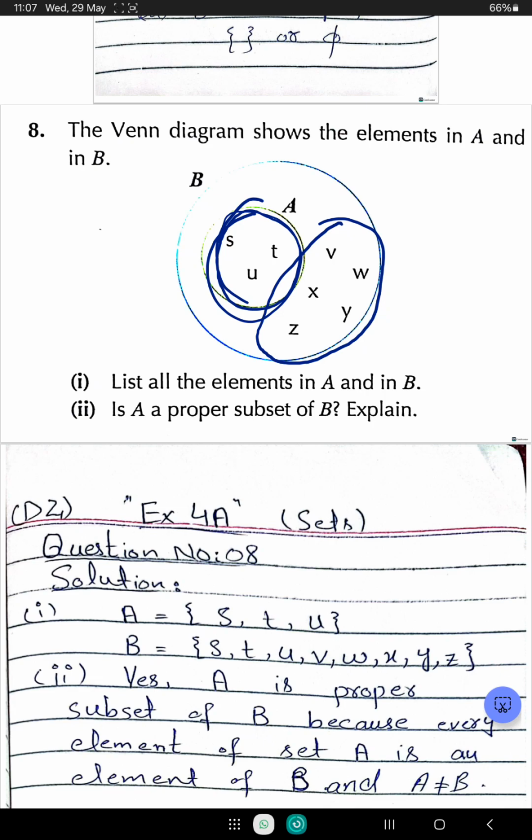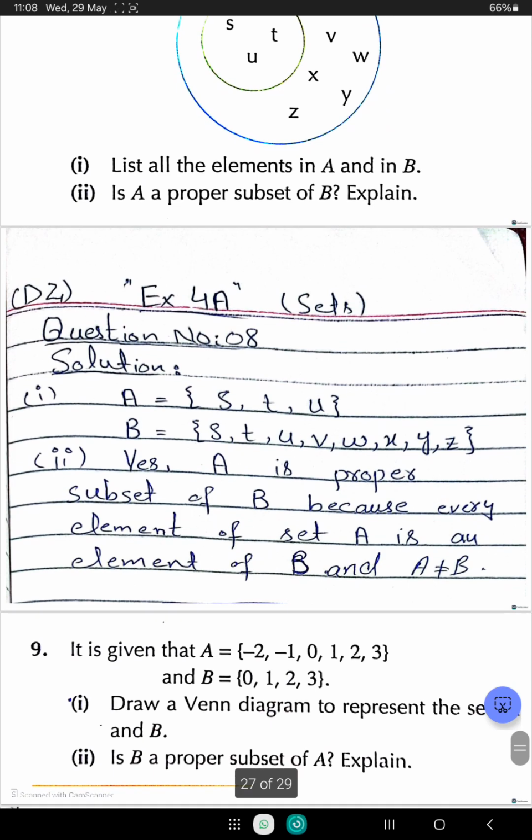I have told you that if all elements of A are present in B, then it is a proper subset, otherwise it is not. Now you have seen that set A contains S, T, U and set B contains S, T, U and more. All the elements of set A are contained in set B, which means that A is a proper subset of B. Yes, A is a proper subset of B because every element of set A is an element of B, and A cannot equal B.